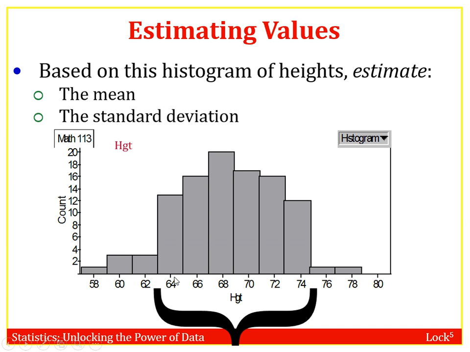And same idea going the other way. If I went from 69 down to 63, that's 6. It's supposed to be 2 standard deviations, so I divide that by 2 and I get 3.